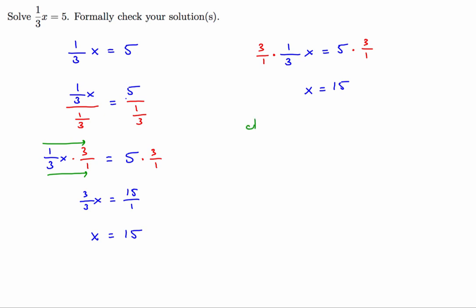As always, we do want to check to make sure that 15 really is the solution for this equation. So the way to check is to take the equation 1/3 x equals 5, substitute 15 in for the x, and ask ourselves, is 1/3 times 15 really equal to 5? Well, 1/3 times 15 is the same thing as 15 divided by 3. 15 divided by 3 is 5. So we do obtain the statement 5 equals 5, which is true, and we have now confirmed that 15 is the solution for this equation.